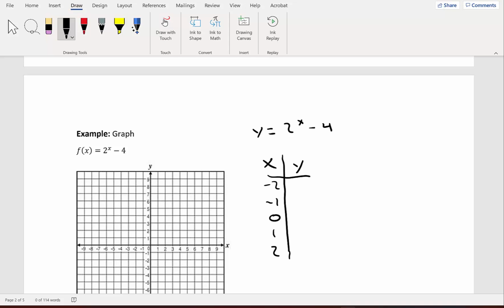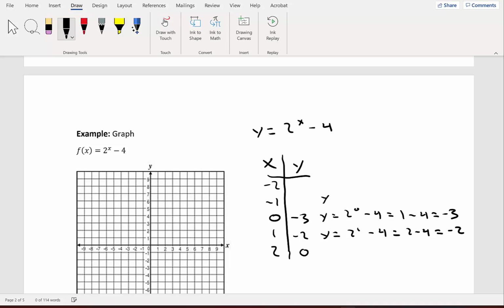So if I plug in 0 for my x, I get y is equal to 2 raised to the 0th power, then -4. 2 raised to the 0th power is equal to 1. So I have 1 minus 4, which gives me -3. Now if I plug in 1, I get 2 raised to the first power minus 4. So I get 2 minus 4, which gives me negative 2. If I plug in 2, I get 2 raised to the second power, which is 4. 4 minus 4 gives me 0.